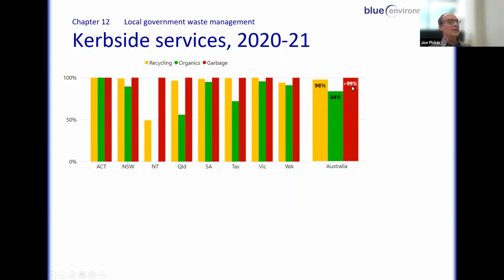Interesting, isn't it, to see that nearly everybody's got a garbage bin. Oh, yeah, okay, perhaps that's obvious. But also, nearly everybody's got a recycling bin. A lot more. Now, actually, you know what? I think that 84% is wrong and needs to change.